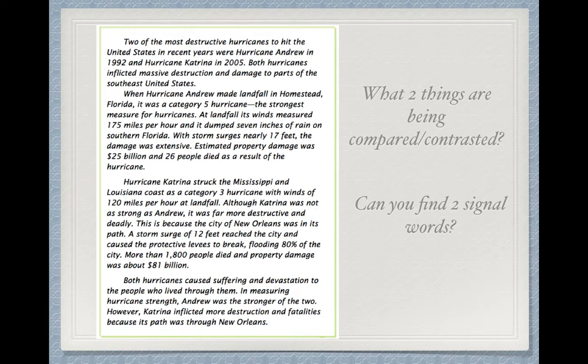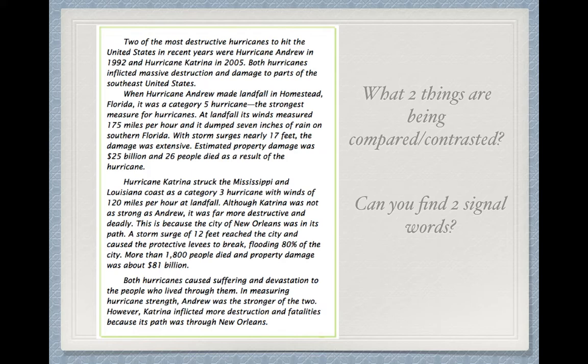With storm surges nearly 17 feet, the damage was extensive. Estimated property damage was $25 billion, and 26 people died as a result of the hurricane. Hurricane Katrina struck the Mississippi and Louisiana coast as a Category 3 hurricane with winds of 120 miles per hour at landfall. Although Katrina was not as strong as Andrew, it was far more destructive and deadly.